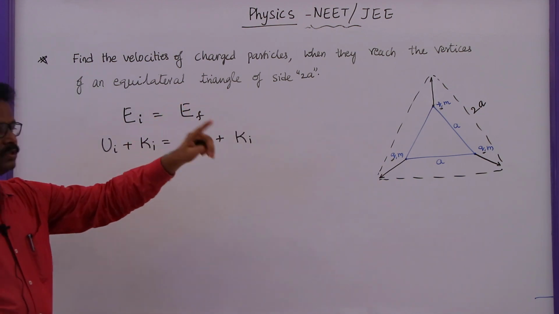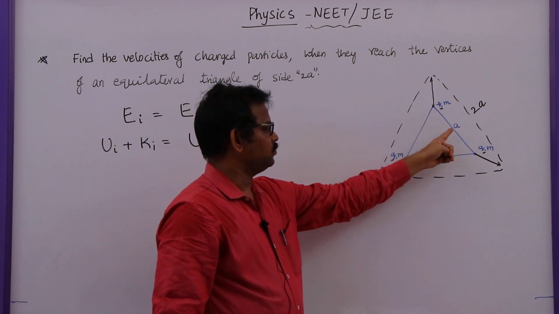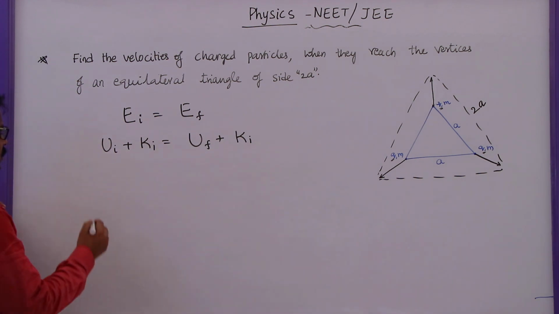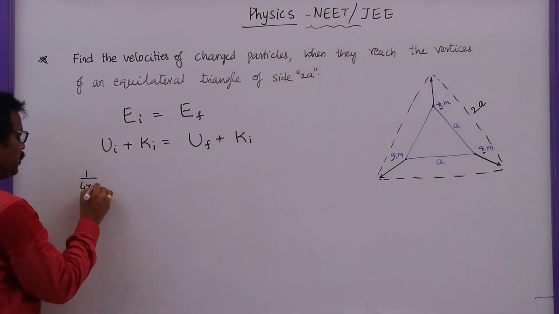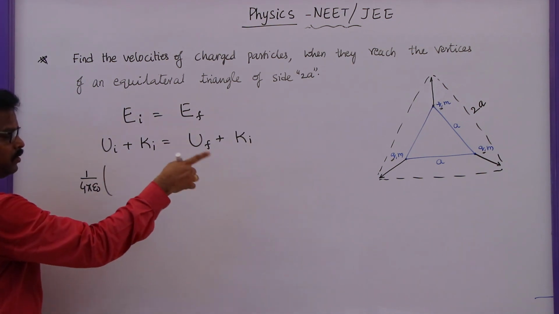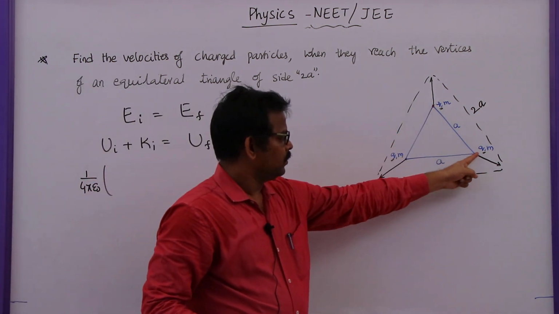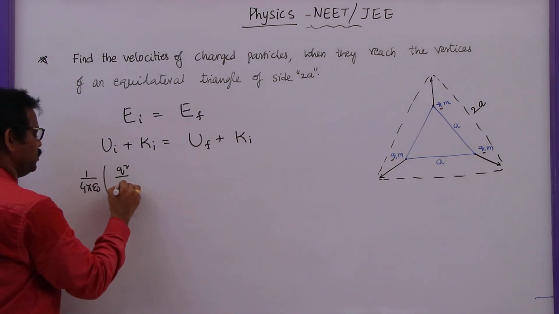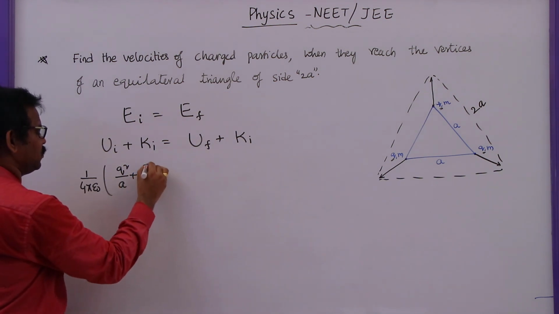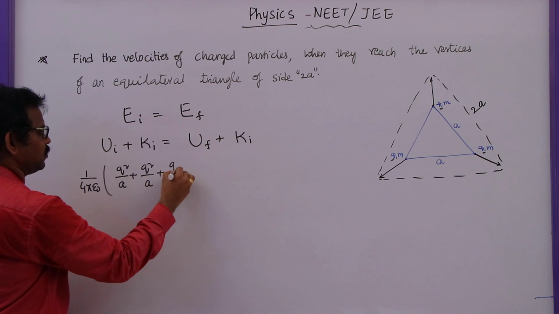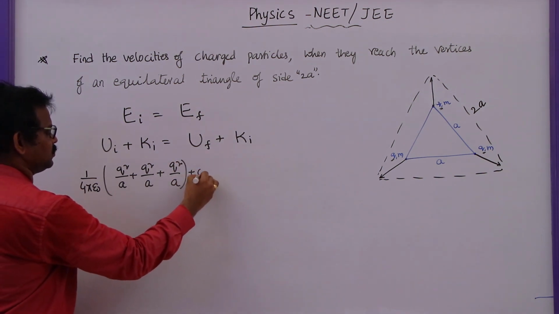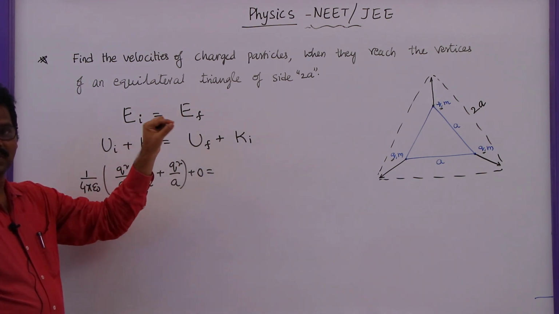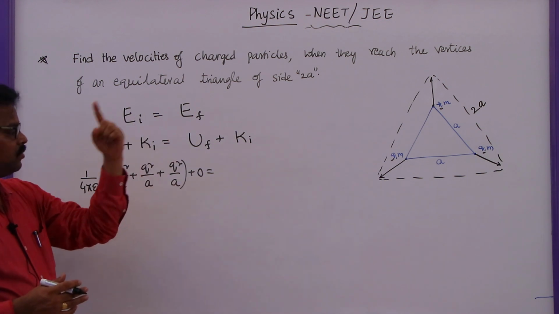Initially, when three charges are placed at three vertices of a triangle of side A, the total electrostatic potential energy of the system of three charges is given by 1 by 4 pi epsilon naught times the product of any two charges. This is one pair, this is the second pair, this is the third pair. So q square by A, plus q square by A, plus q square by A, plus 0, where 0 is the initial kinetic energy, because all the charges were initially at rest. Due to repulsion they are moving away.